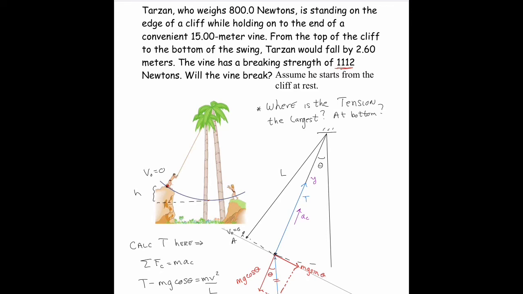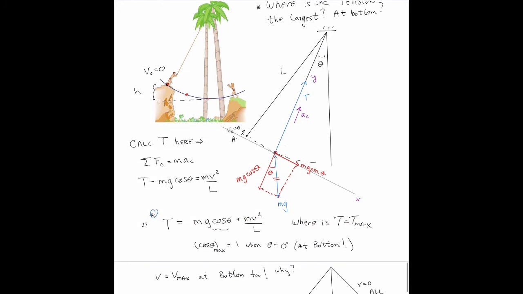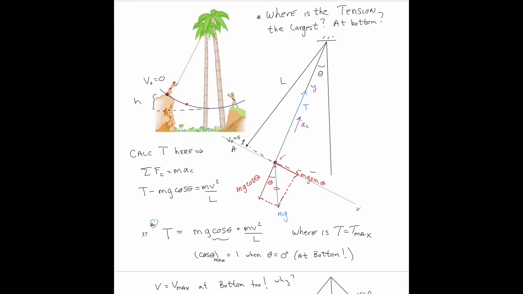Where is the tension the biggest? Well, we could probably argue the tension is biggest at the bottom as he swings back and forth. So what I did is I chose some arbitrary place, like over here, and I drew him swinging at that spot. So Tarzan is right there, and I want to find the tension, so that's a 5-step method. I need to calculate the tension at that spot.